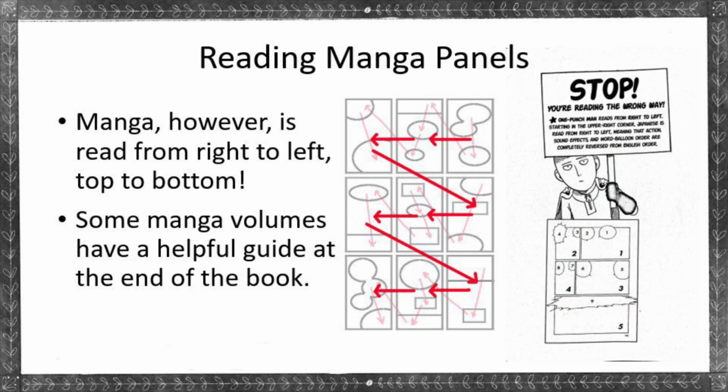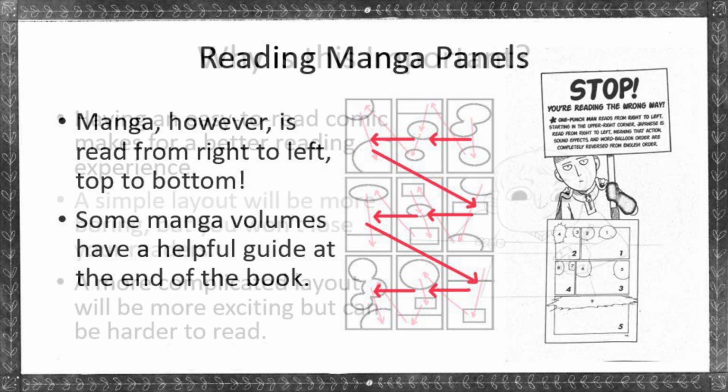So for manga, it's actually going to be quite the opposite. You're going to be going from right to left, top to bottom, because this is how Japanese is read and written. Some manga volumes that are written in English or translated to English will give a little bit of a warning on the wrong side of the book, telling you, hey, this is the wrong side of the book. You gotta go around to the other side. And they'll give you a nice visual to show you how it's different from normal Western comics.